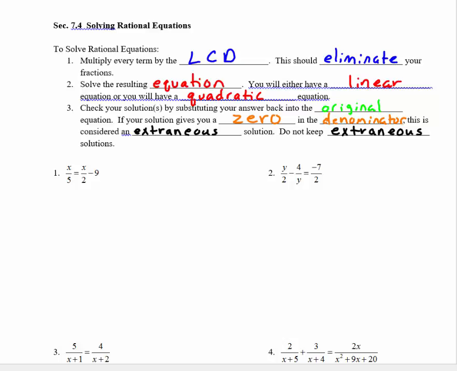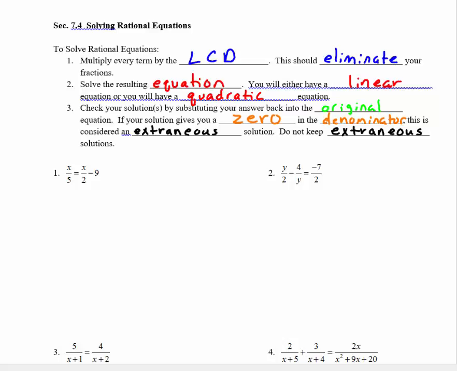A linear equation, you're going to get variables on one side and numbers on the other to solve. But with a quadratic equation, most of the time you're going to want to make it equal to 0 so you can try and factor. Step 3. Check your solutions by substituting your answer back into the original equation. Go back to your original, the one where you had fractions. If your solution gives you a 0 in the denominator, this is considered an extraneous solution. You cannot keep extraneous solutions because they gave you a 0 in the denominator.